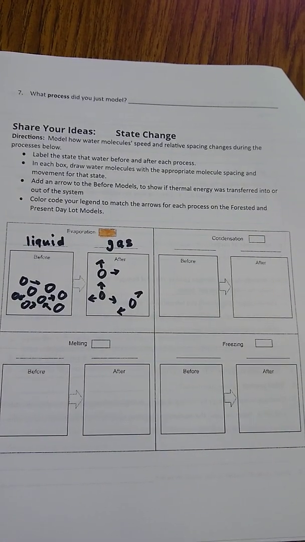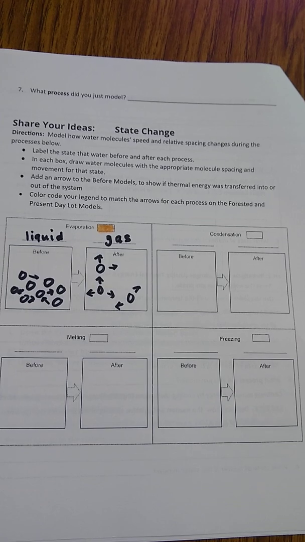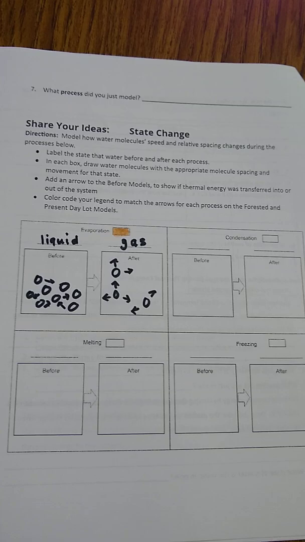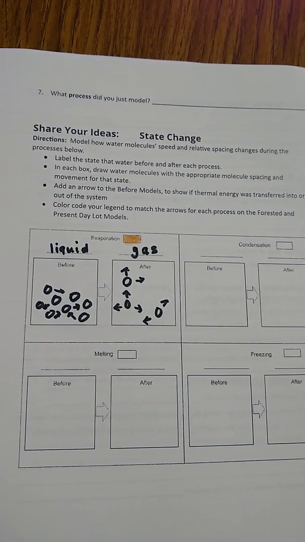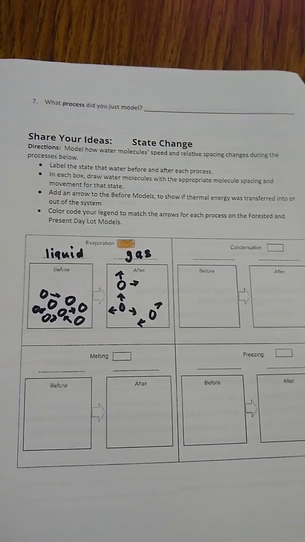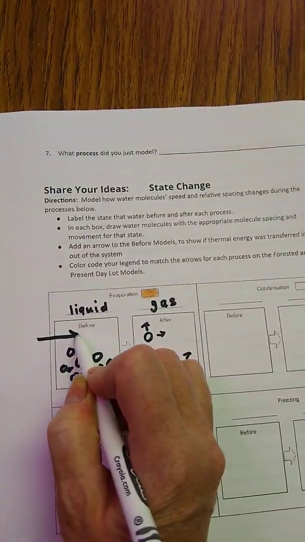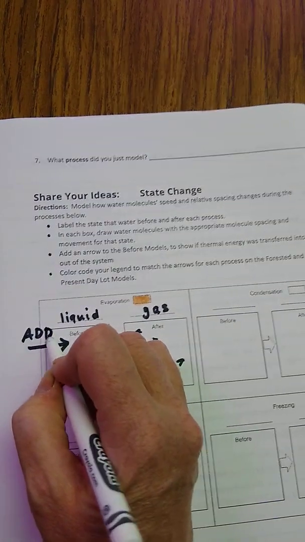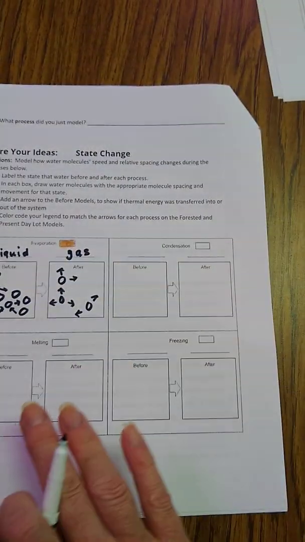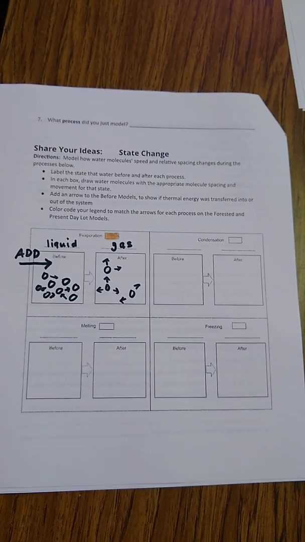So I remember with the PhET model, when I increased thermal energy, the molecules broke apart and started spreading out into a gas. So I think when we add energy to a liquid, add heat, those molecules are going to start to speed up, and then they're going to evaporate off into a gas. So I'm going to draw an arrow in to show that we are adding thermal energy. You can go ahead and do that for condensation, melting, and freezing. If you can't remember, you can always head back to that PhET model and check it out online.